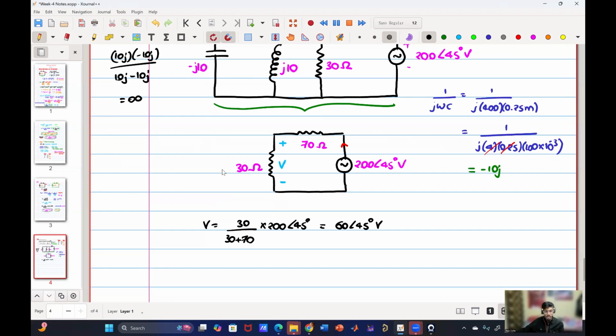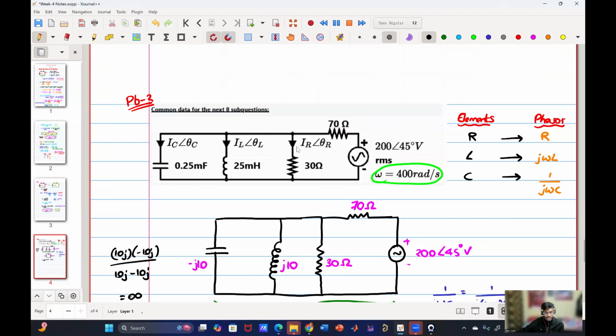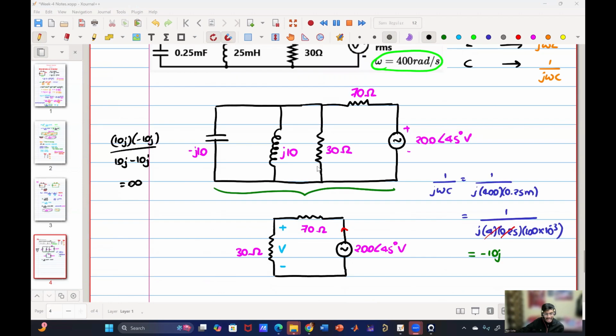Okay, so now this voltage is this voltage, so the current through the resistor is voltage by resistance. Current through the inductance is voltage by inductance. Current through the capacitance is voltage by capacitance. V is 60 angle 45. Very good. So now IR angle theta R is how much?